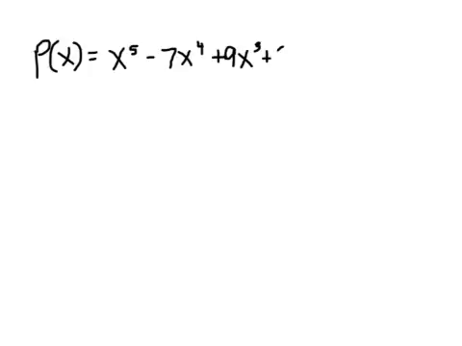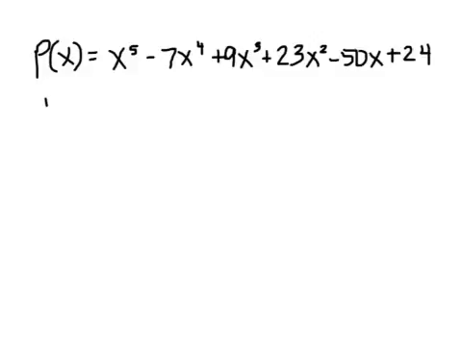So a problem that I'm going to do with you guys is I'm going to take something like this. P of x is equal to x to the 5th minus 7x to the 4th plus 9x cubed plus 23x squared minus 50x plus 24. So the first thing you want to do when you have a problem set up like this is let's get the list of possible solutions.